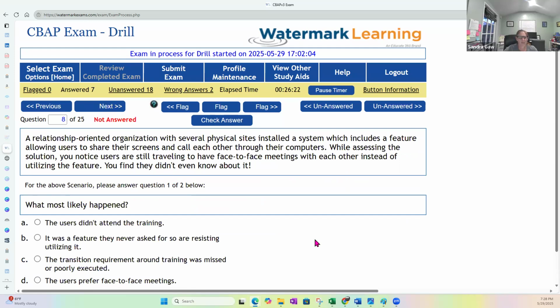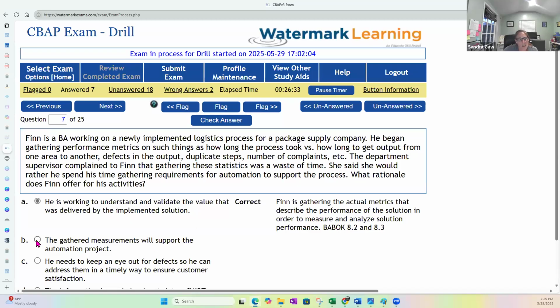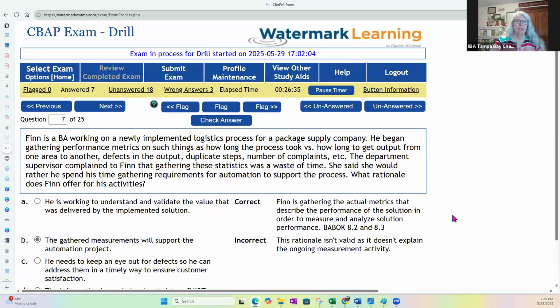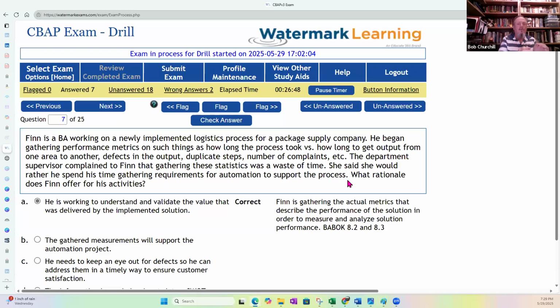Can you see what the response for B was? Was there a comment? Yeah, can you go back and see what the response for B was? Yes, I'm happy to. This rationale isn't valid because it doesn't explain the ongoing measurement activity. That was my point. It's the context of the question and the story.